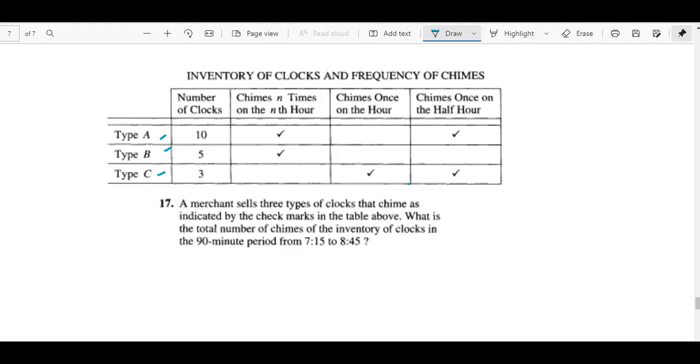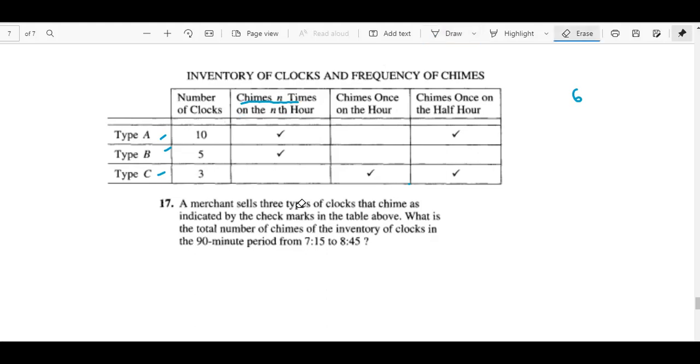Now this part is very important. This chimes n times on the nth hour. This means that if, let's say, it's the 6th hour, the clock is going to chime 6 times, right? So this is what it says, chimes n times on the nth hour. So this part is important.